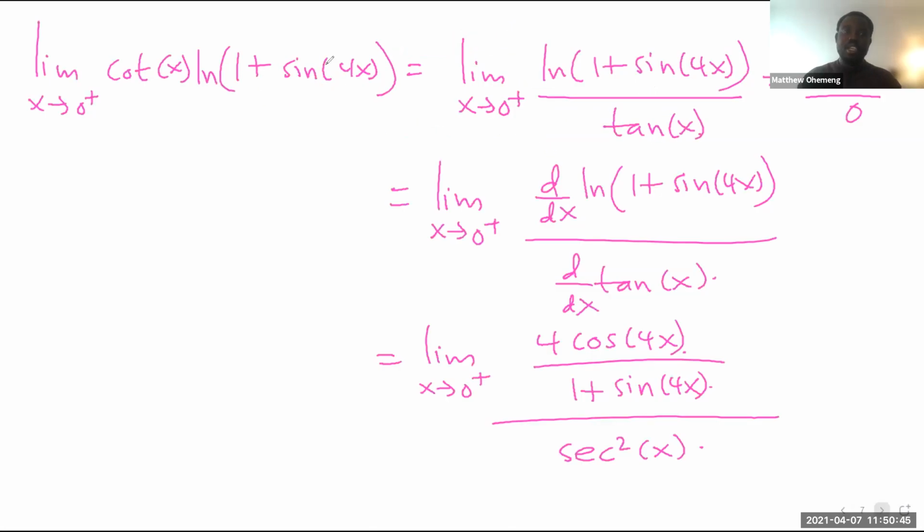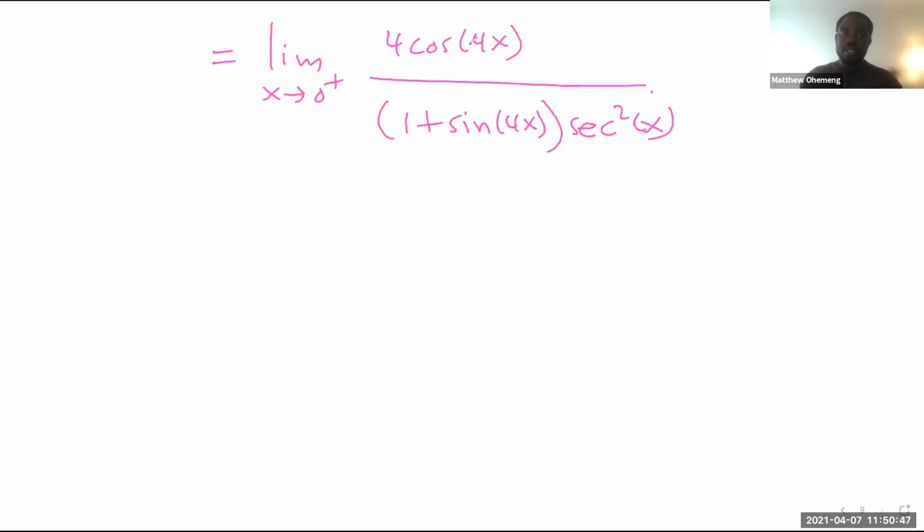And then you plug in again. So 4 times 0 is 0, and cosine of 0 is 1, so you get 4. Sine of 0 is 0, 1 plus 0 is 1. Secant of 0 is 1, right? So 1 squared is 1. So you get 4.